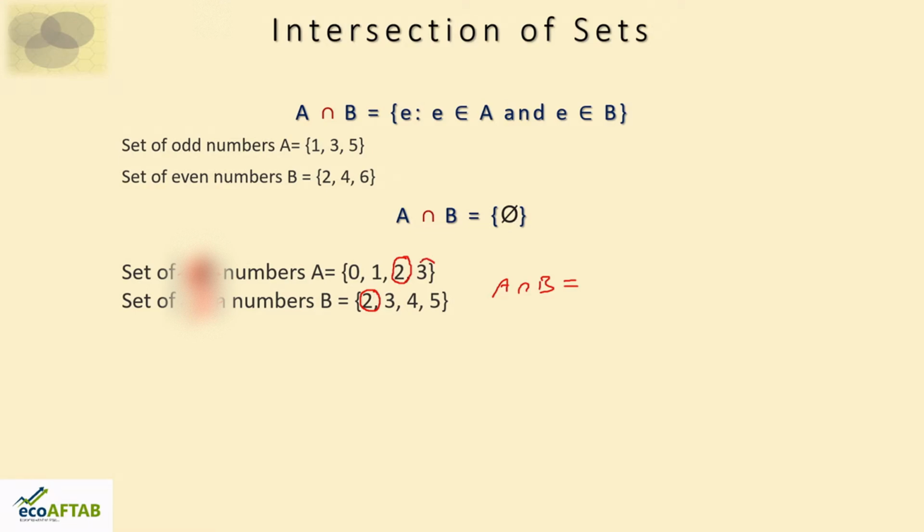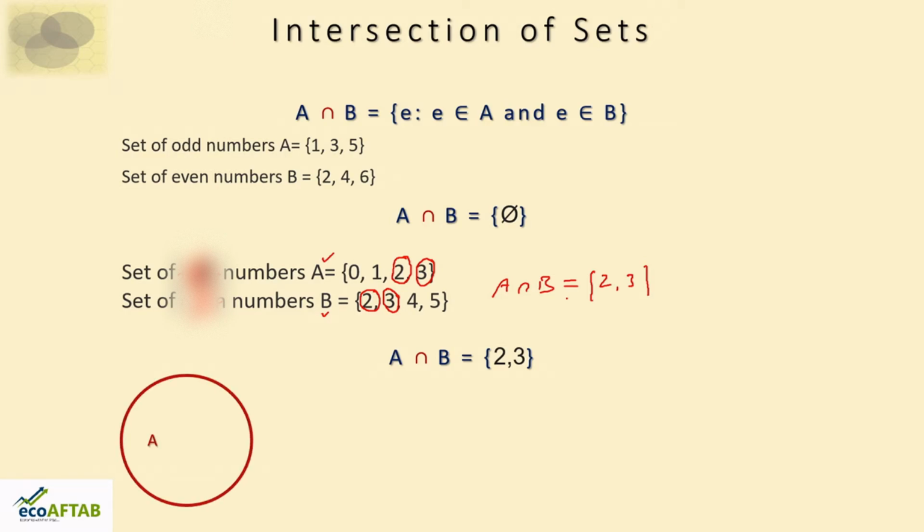Similarly, this particular element is common to set A and B. 4 is only in B, 5 is only in B. So 0, 1 are found only in A, 4 and 5 are found only in B. There are only two elements, 2 and 3, which we find in both. So A intersection B is equal to {2, 3}.